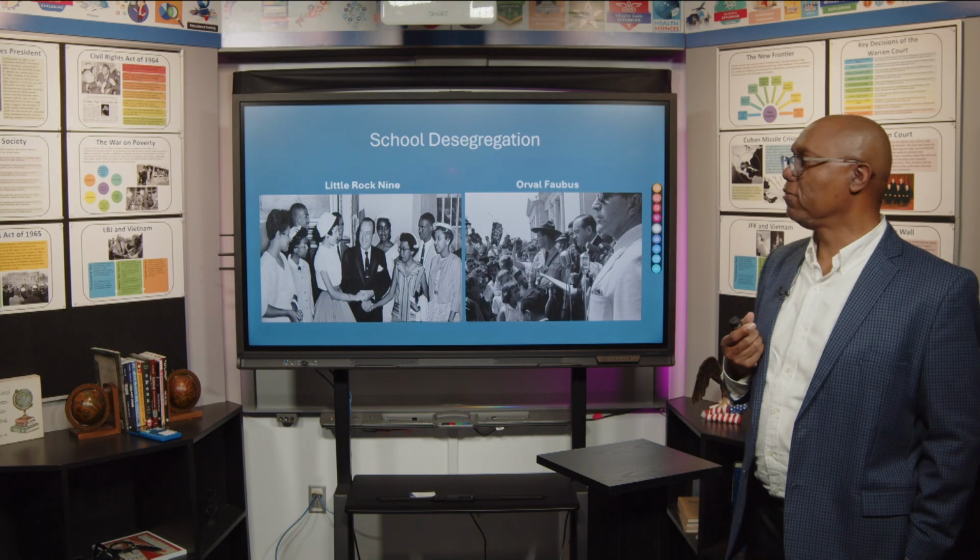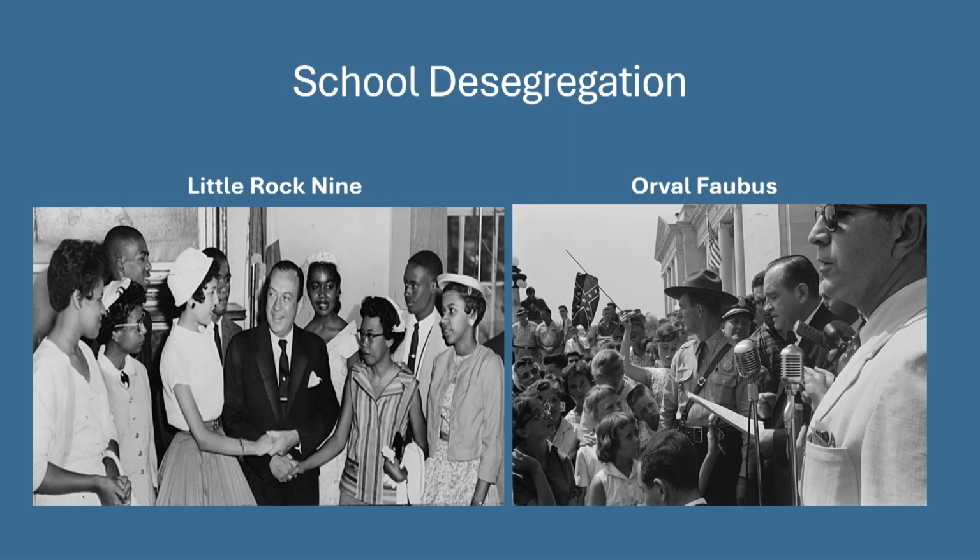Here's a picture of the Little Rock Nine on the left, and then a picture of Orval Faubus making a speech denying them access to Little Rock Central High School.